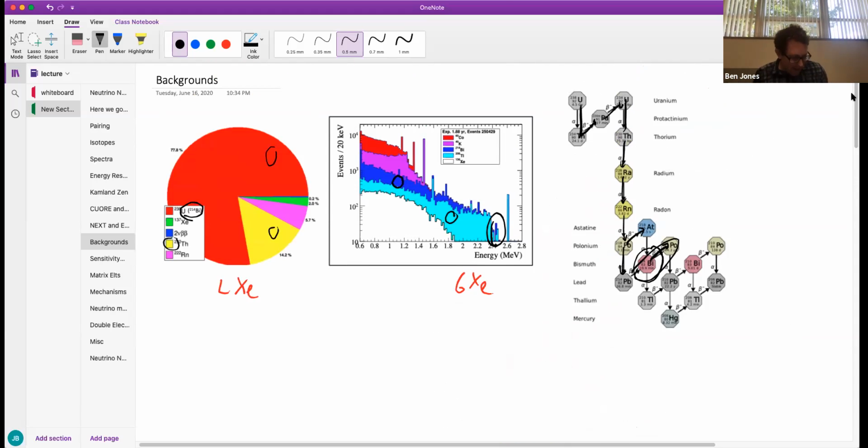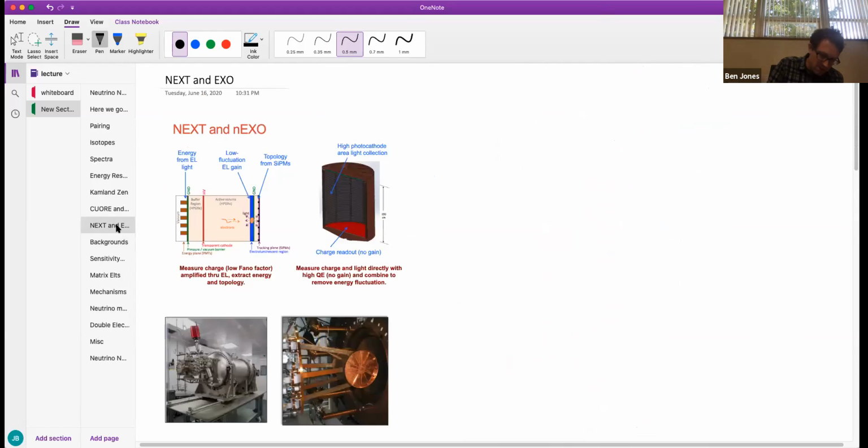Okay, anyway, so backgrounds. The first thing you need to do is get the detector very clean so you don't have many of them. Then the next thing that you can do, once you've got the detector as clean as you can, is find ways other than energy resolution to try and get rid of them.